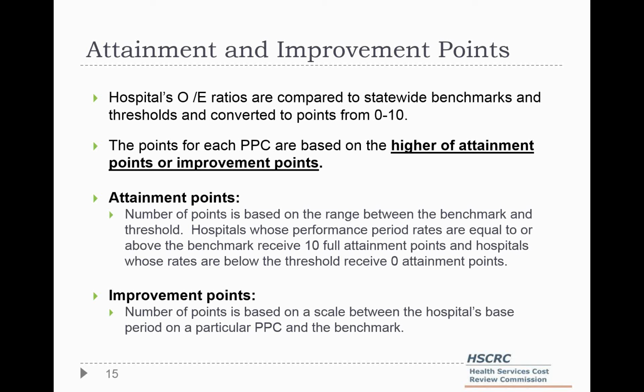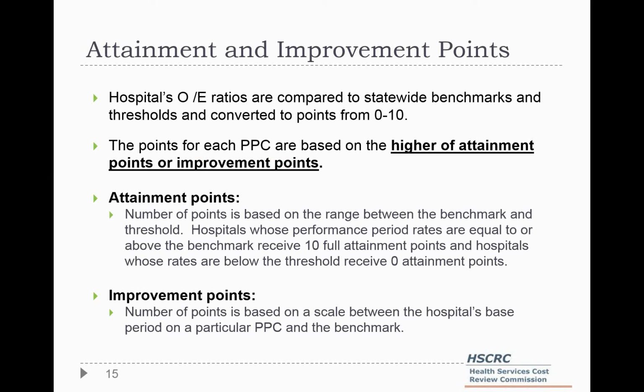Okay, so once you know the threshold and the benchmark for each PPC, you can calculate attainment and improvement points. This is done by comparing the hospital's observed to expected ratio to see whether it is higher or lower than the threshold and benchmark for attainment, and whether it's higher or lower than the previous year's performance for improvement. For each PPC, you can score up to 10 points, and as with the QBR program, the points you get are based on the higher of attainment or improvement points. So whichever one is better is what you get.